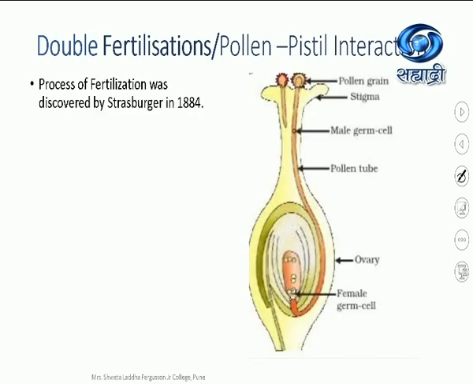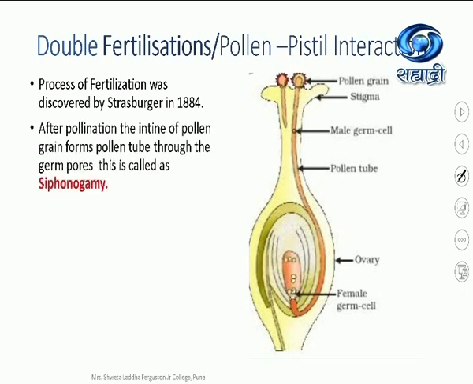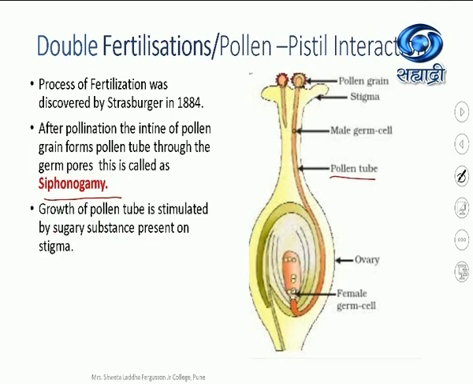The process of fertilization was discovered by Strasburger in 1884. After pollination, the intine of the pollen grain forms the pollen tube through the germ pores. This is called siphonogamy. When the pollen tube is formed and male gametes are transferred to the ovule by a pollen tube, it is called siphonogamy. Very important. A 1 mark definition can be asked. When male gametes are transferred to the female gamete by forming a pollen tube, it is called siphonogamy.